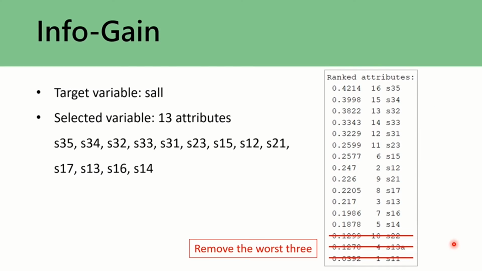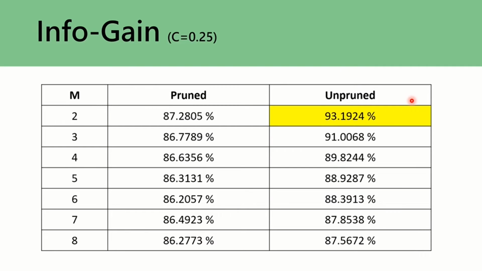The second method is InfoGain. After the 20 attributes are ranked like the right hand side, I remove the worst 3, S22, S13A, and S11. In the end, I choose the other 13 attributes. In InfoGain, C is equal to 0.25, and I also get the highest accuracy when N equals a certain value in unprompt way.